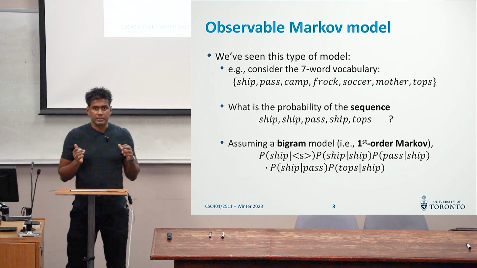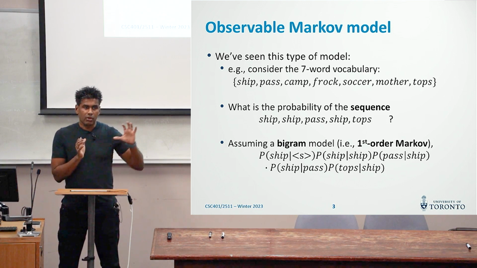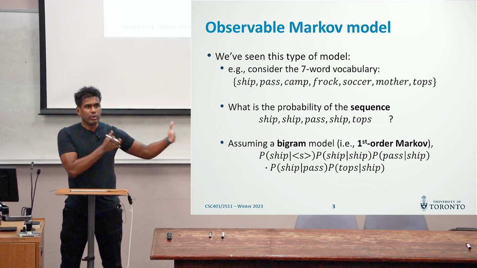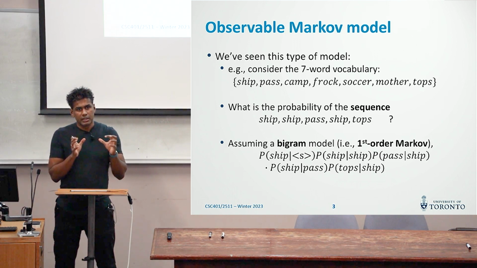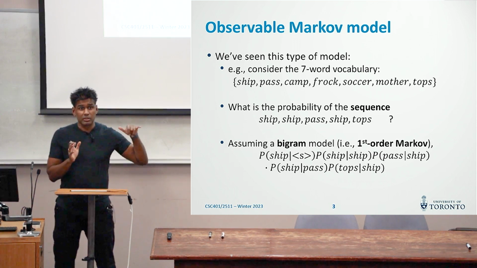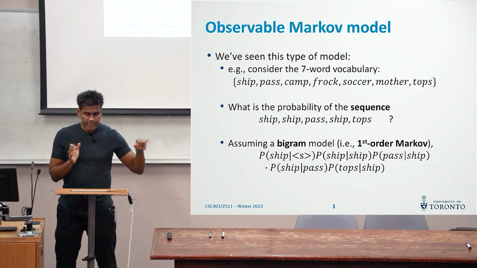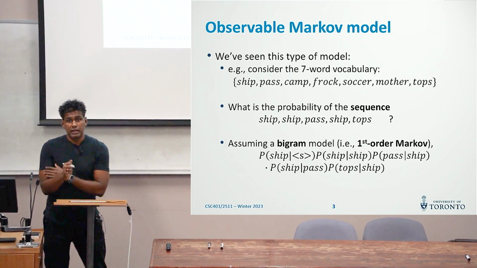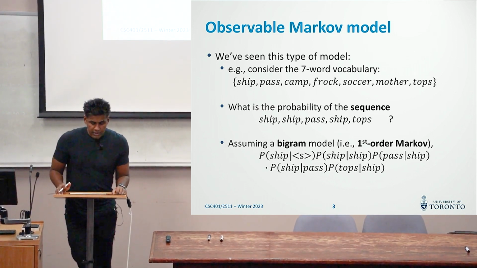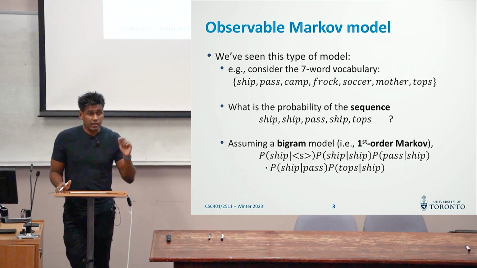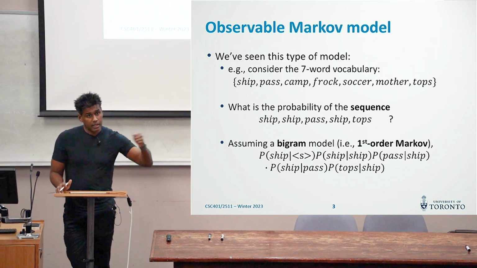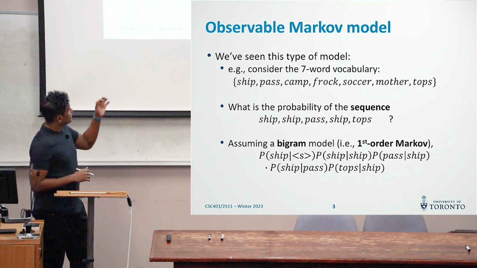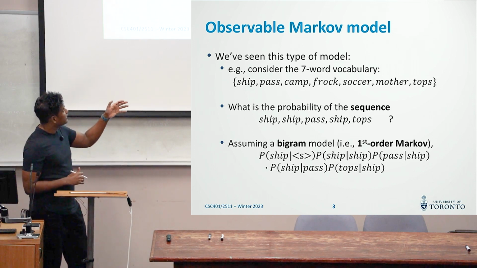And the Markov assumption is that the probability is conditioned on some past window. So it could be just one. If it's first order, then we're just considering the probability of our current word based on the previous one time step, or one word. We have seen this in lecture 3 on the n-gram models. The bigram model or n-gram models are actually instances of a Markov model. Here we can formulate the sequence ship, pass, ship, and tops as a bigram model.